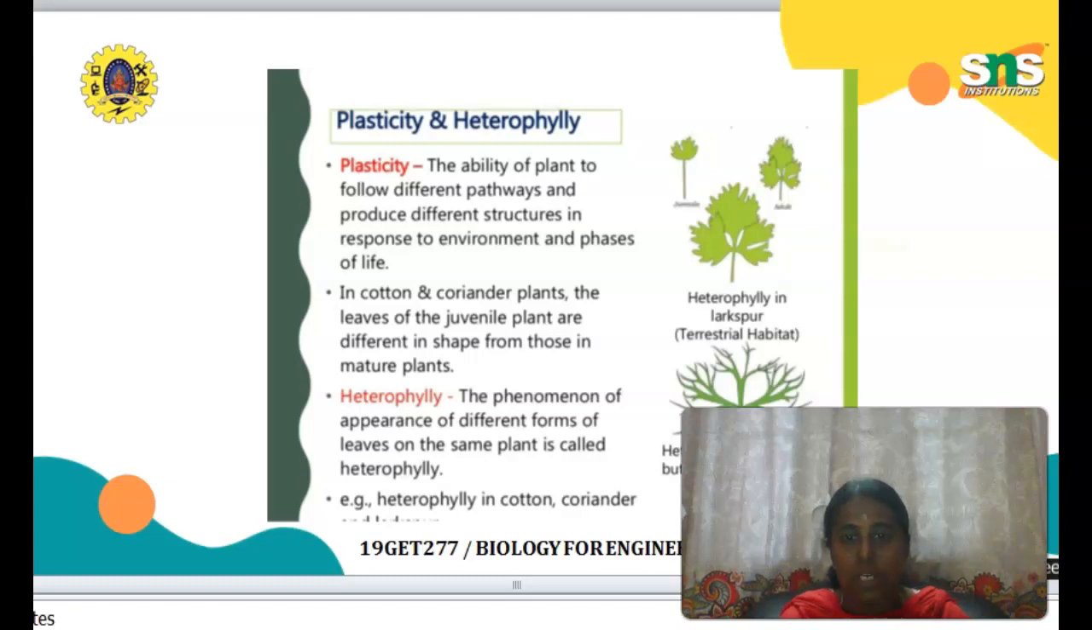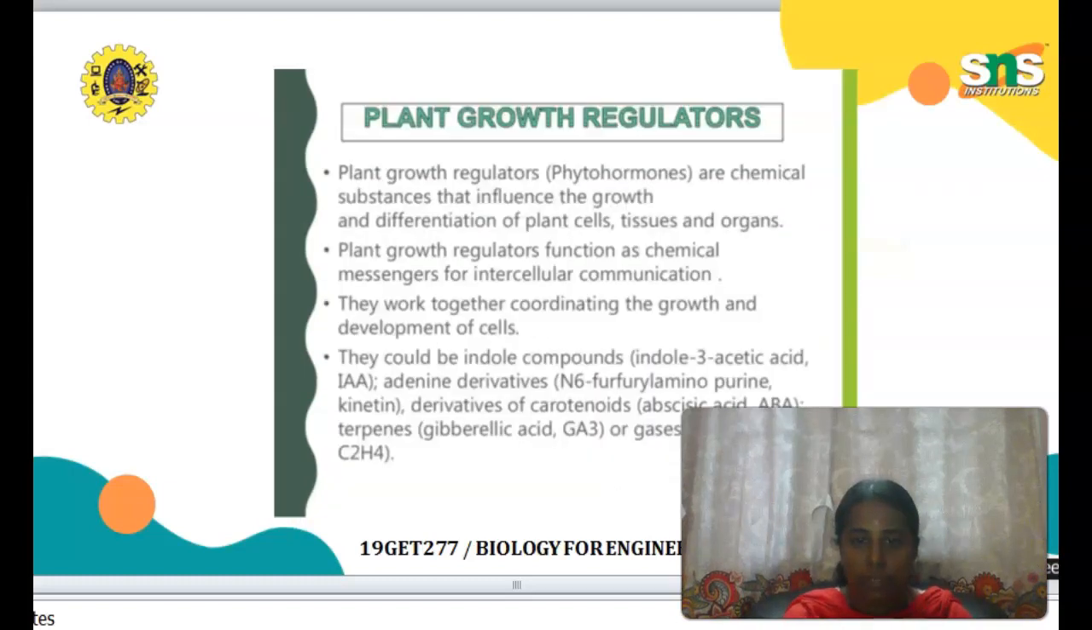Next, plasticity and heterophylly. Heterophylly. The ability of the plant to follow different pathways and produce different structures in response to environment and phases of life. In cotton and coriander plants, the leaves of juvenile plants are of different shape from those in mature plants. The phenomenon of appearance of different forms of leaf on the same plant is called heterophylly.